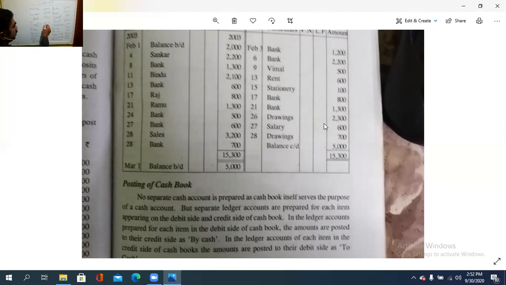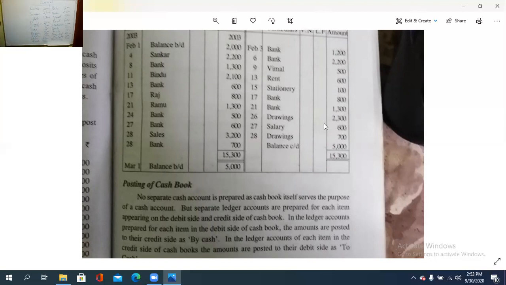So cash account debtor to bank, 600. Then 800, 1,300, 500. Then again 1,600 is coming here. Salary paid by check. This salary. So here also bank 600. So 14,100 plus 1,200, that is 15,300 is the total.